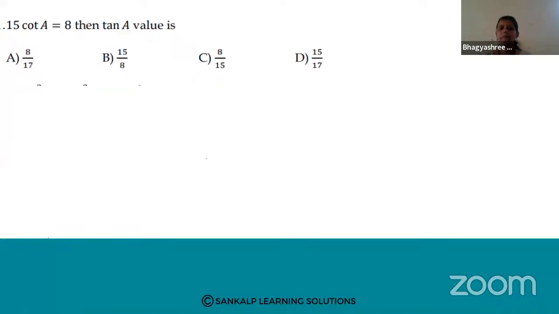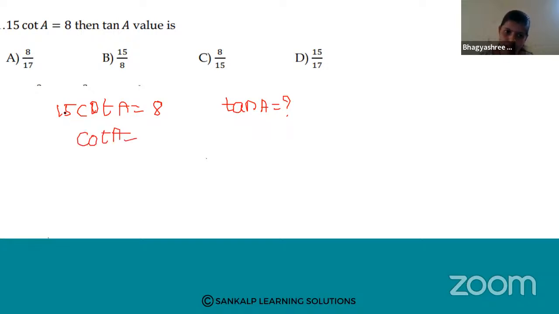15 cot A is equal to 8. Then tan A value is, see, 15 cot A is equal to 8 they have given. What they ask? Tan A value we want. So we don't know tan A. For that, cot A is equal to, transfer this 15 to this side. It is 8 divided by 15.